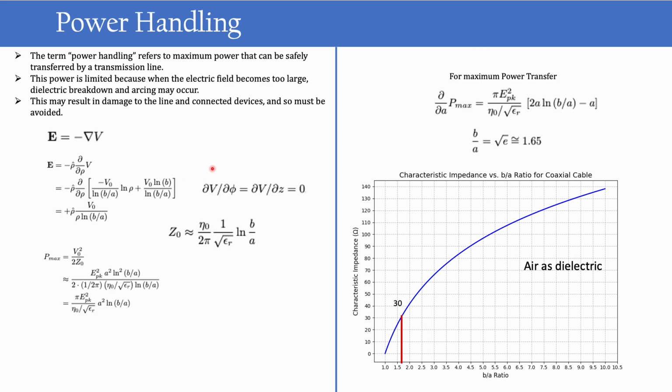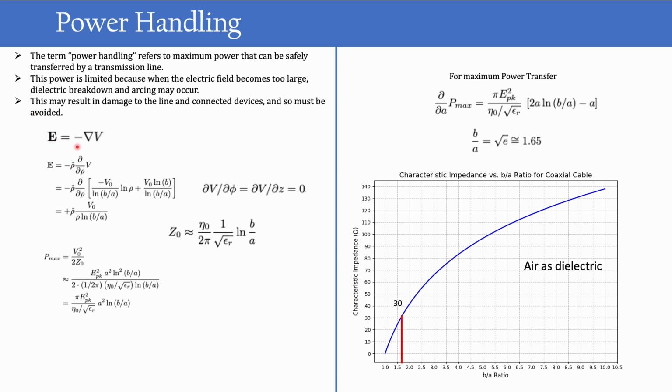So power handling refers to the maximum power that can be safely transferred by the transmission line. Because when we are increasing the power inside a coaxial cable, the electric field becomes very large and it can cause dielectric breakdown and destruction of the connected devices. So we have to find out the maximum power that can be transferred through a coaxial cable. For that we have to consider the electric field inside a coaxial cable.